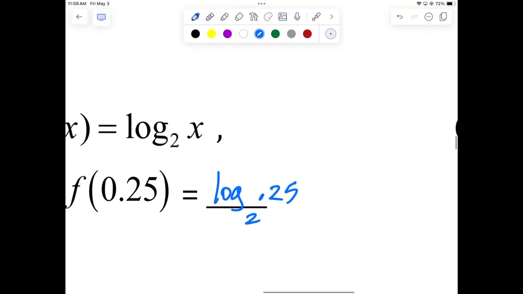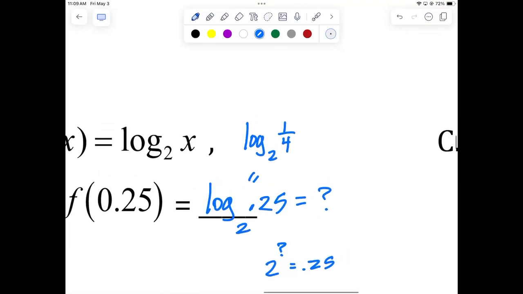And we want to use mental math for this. So 2 to what power is 0.25? Well, this one might help if you write 0.25 a little bit differently. What's another way to write 0.25 as a fraction? 1/4. So 2 to what power is 1/4?